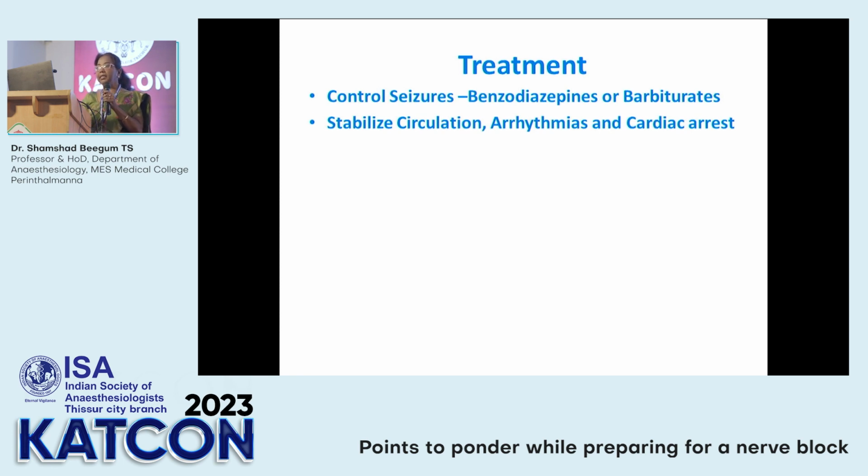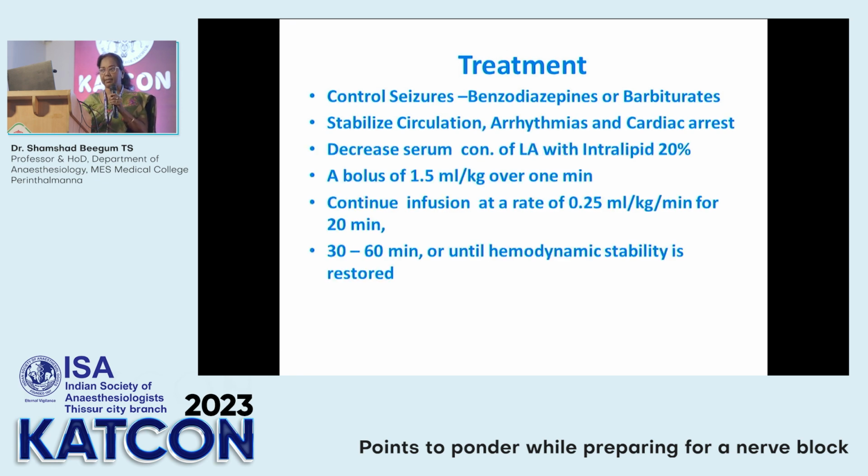The treatment includes controlling the seizures as per the ASRA guideline, the American Society of Regional Anesthesia guidelines. We have to treat with benzodiazepine, but once it is in the OT, we have to manage with barbiturates, and stabilize the circulation, arrhythmias, and cardiac arrest with advanced cardiac life support, and decrease the serum concentration of the local anesthetic with intralipid. That is the specific treatment for the high volume of local anesthetic that we have injected into the patient.